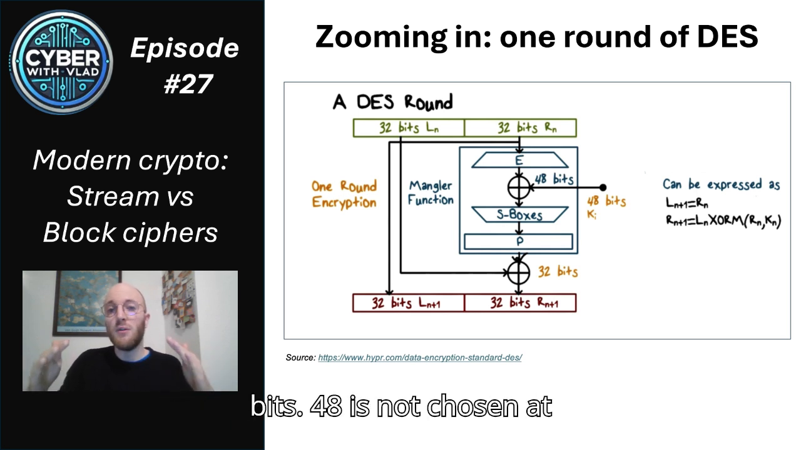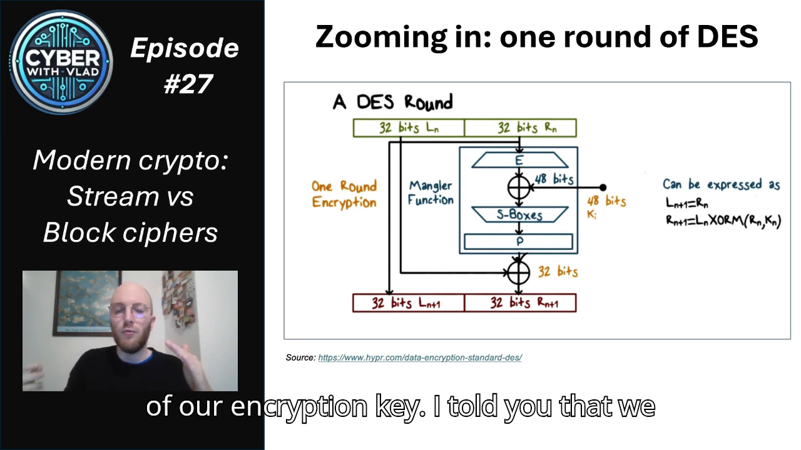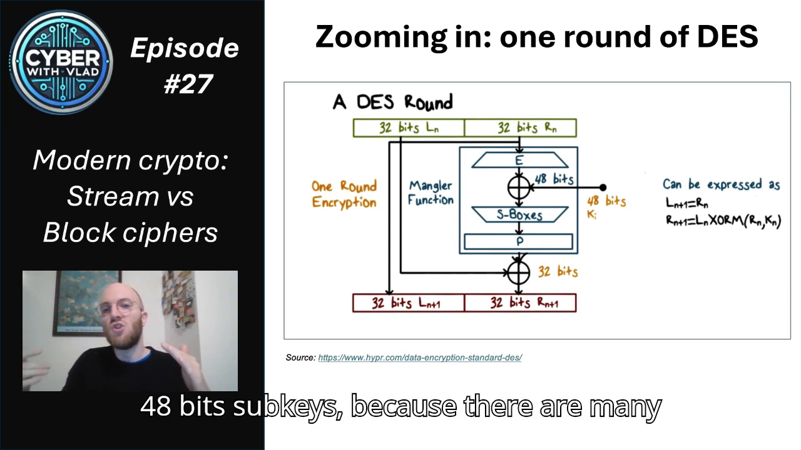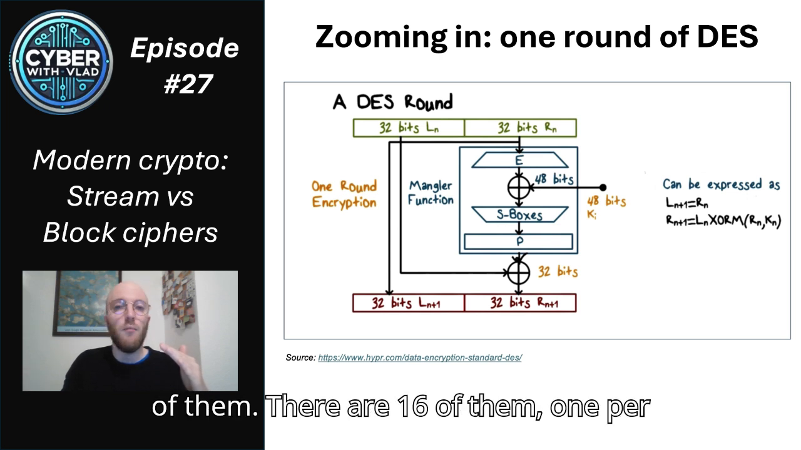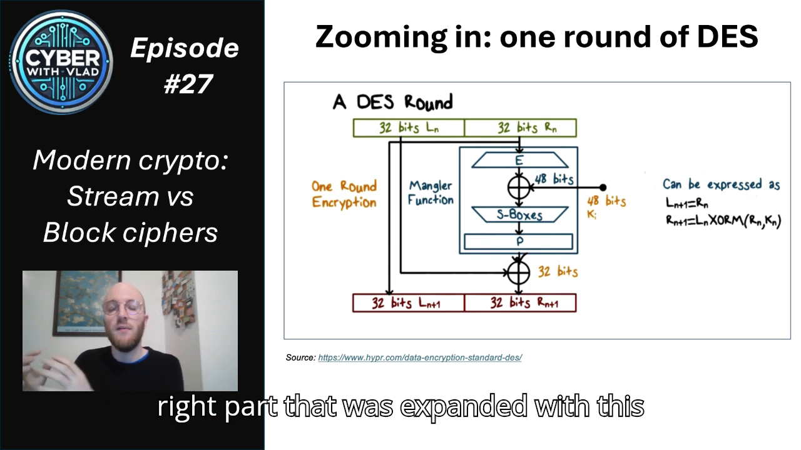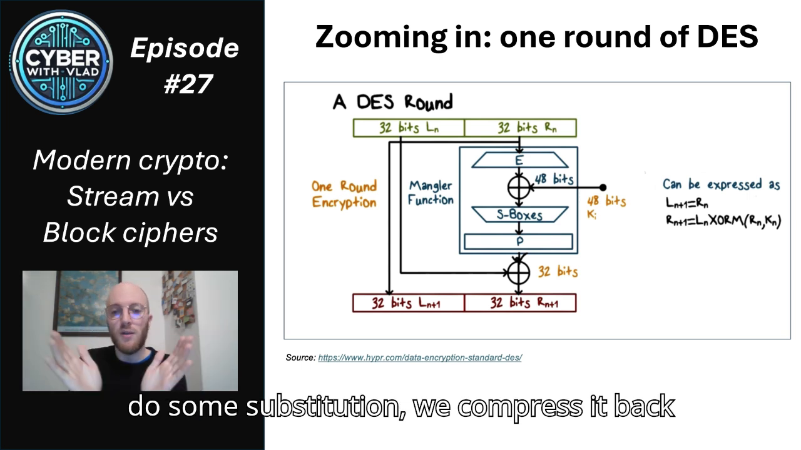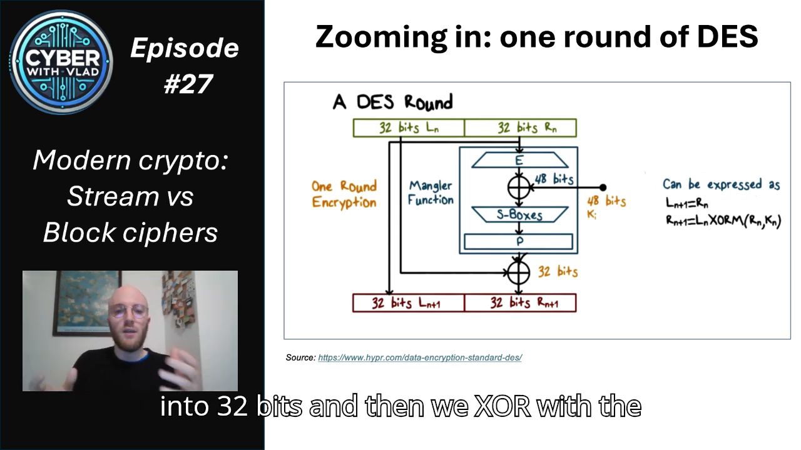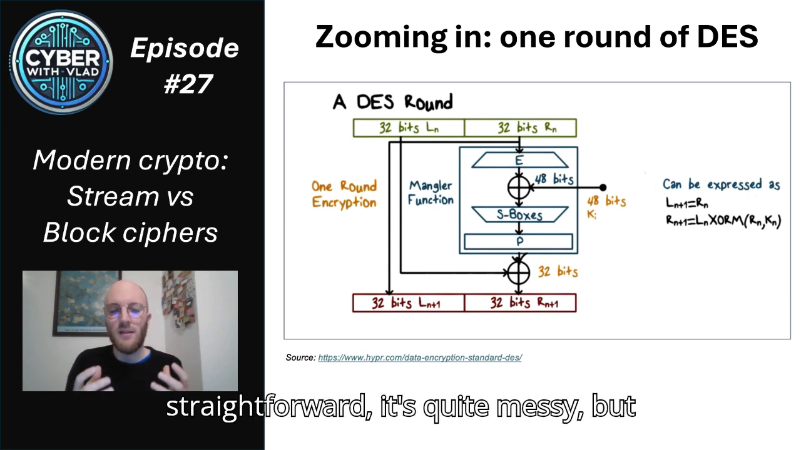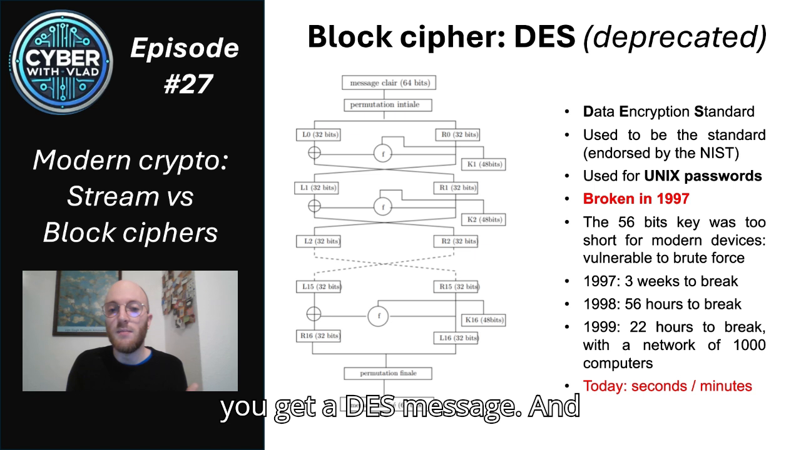But basically, to keep it short, the right part is going to be put as the left part on the next iteration. But the right part is also being used and first expanded. We are going from 32 bits expanded into 48 bits by adding some noise and some fake bits. 48 is not chosen at random. It corresponds to the size of our subkeys. I told you that we went from a 56-bit key into 48-bit subkeys because there are many of them. There are 16 of them, one per round. So we are XORing our expanded 48-bit right part with this first subkey. Then we do some substitution. We compress it back into 32 bits, and then we XOR with the left part, and that becomes the right part. So you can see it's not straightforward.